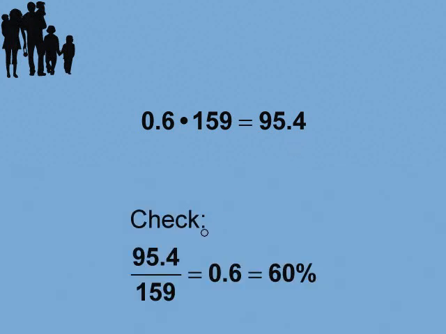To check your calculation, divide 95.4 by 159 and express as a decimal. The result is 0.6, which we saw earlier is equal to 60%.